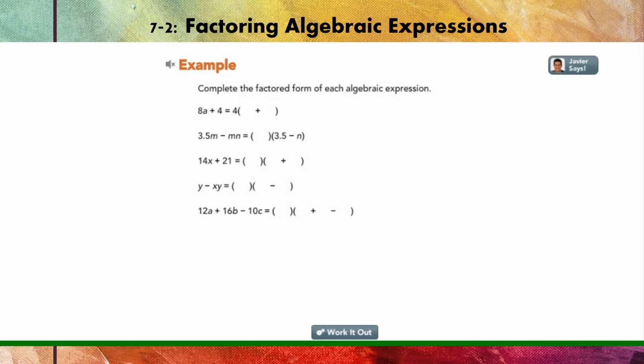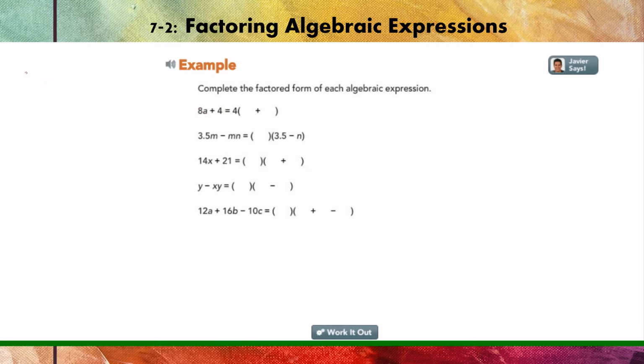Complete the factored form of each algebraic expression. When you are factoring, you have to make sure you pull out the greatest common factor. So in the first example, 8a plus 4, the greatest common factor between 8a and 4 is 4.